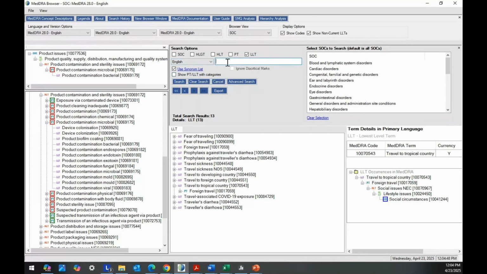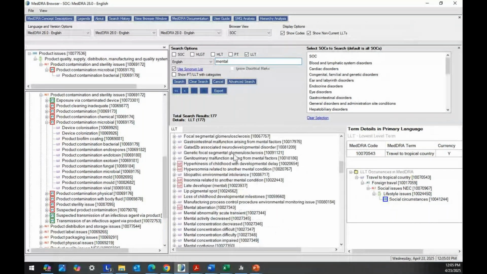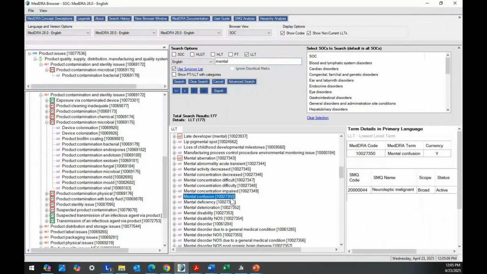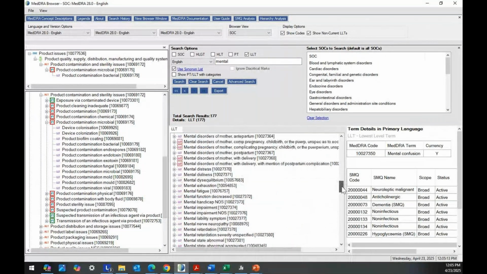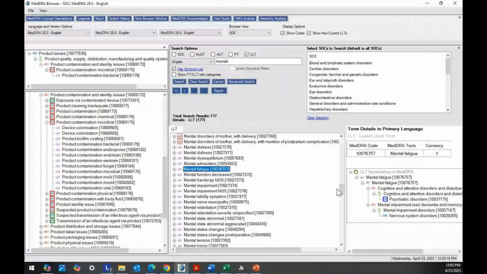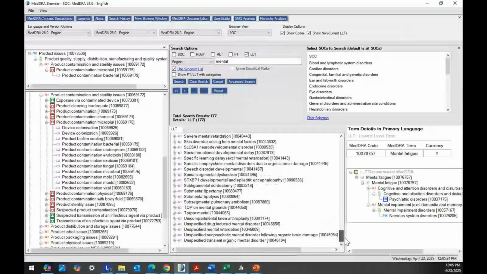So maybe we did see a little bit about mental. Maybe we check to see if there are any mental awareness type terms available. Nope, it's not coming up. So maybe we just do mental and see what we come across, right? This is one way I would start to search this term: mental disorder, mental confusion, mental function decreased, mental fatigue. There are lots of different terms available in MedDRA to capture lots of different concepts around that, right?